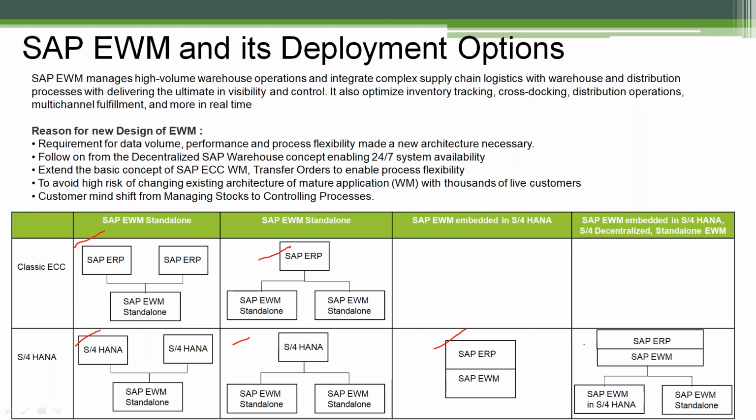Finally, depending on the company, you can have a mix of all types of deployment options. You can see it's in S4HANA. For some warehouses, it can use an embedded version. For some warehouses, it can use the decentralized S4HANA EWM system. For some warehouses, it can connect to SAP EWM standalone. So you can connect to all types of warehouses through an ERP system in S4HANA.